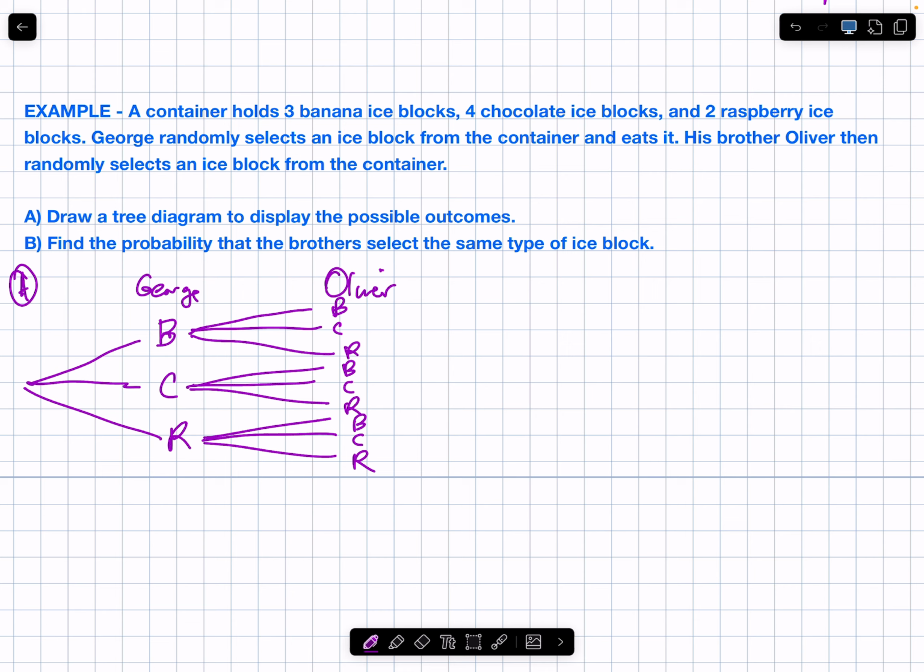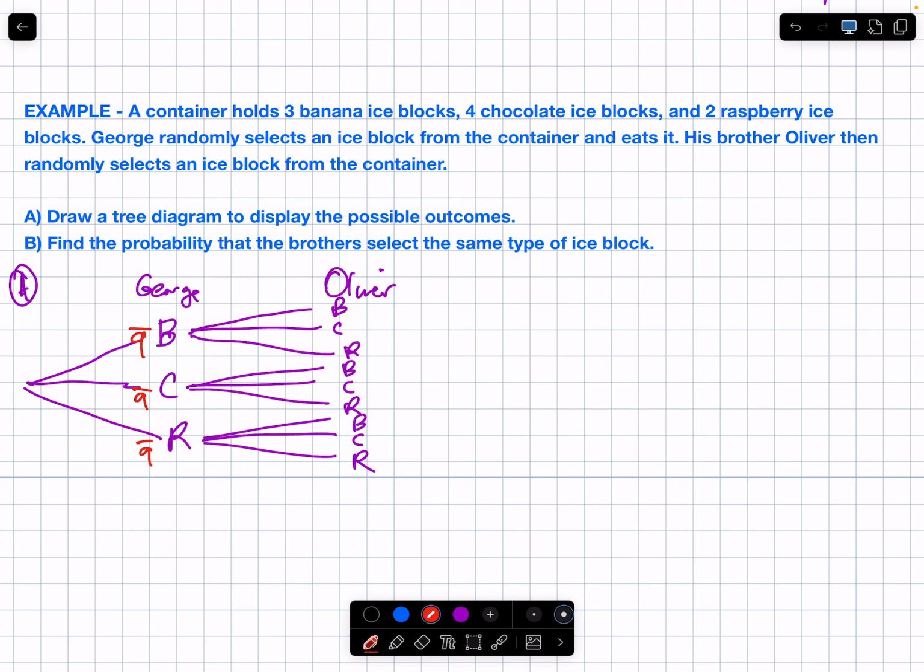So George's selection. What is the total number of ice blocks that he could choose from? Work that out first. 3 and 4. Is it 9? Let's make it 9. I'll do it in red. Something over 9, over 9, over 9. The numbers on top should add up to 9 if we did that properly.